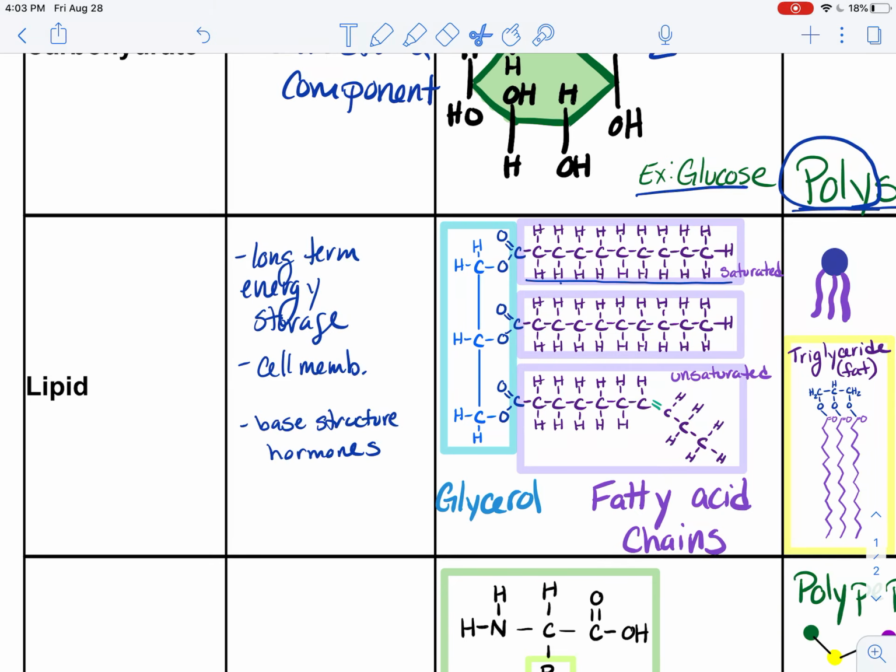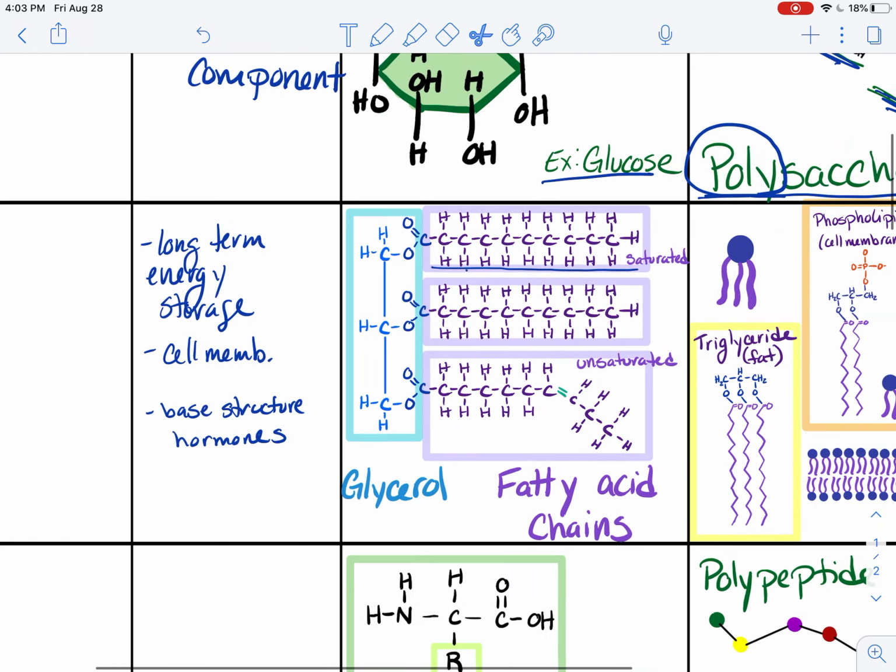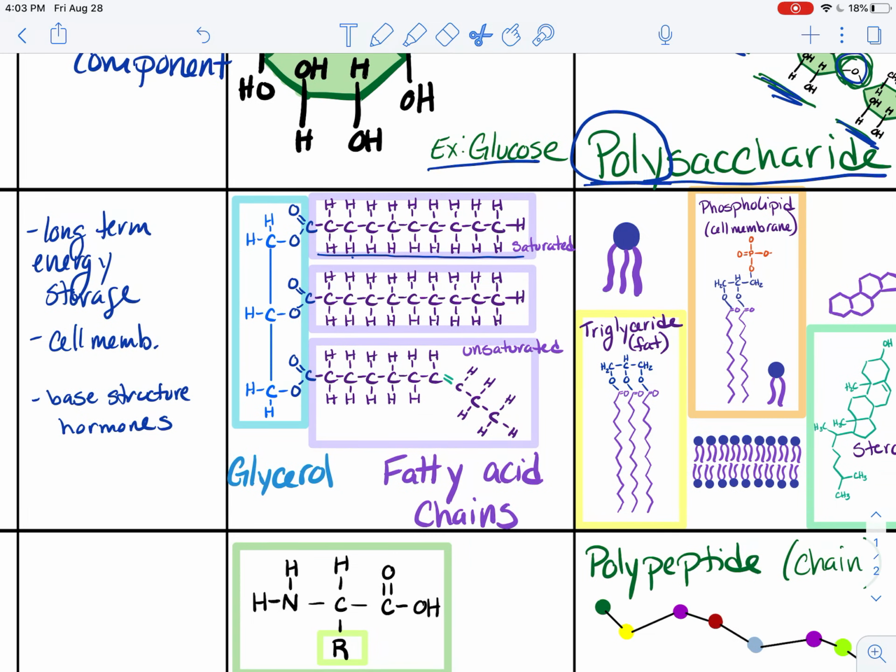But before that, lipids are a little bit different than our other biological molecules because there are actually two types of monomers that we find in our lipids. One of the monomers is glycerol, and glycerol is this part right here that I have boxed in blue. The other monomer are the fatty acid chains. So each chain is a monomer.